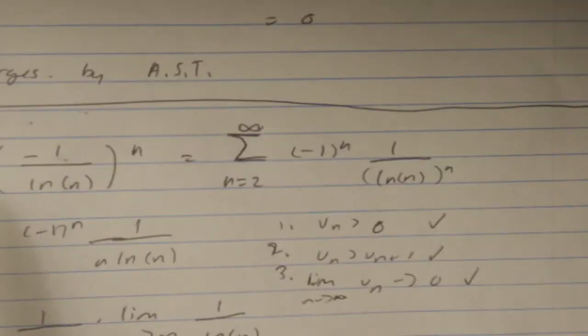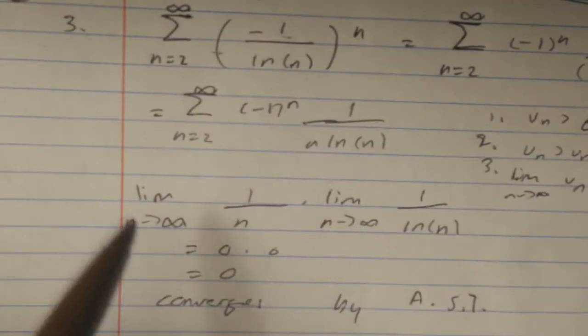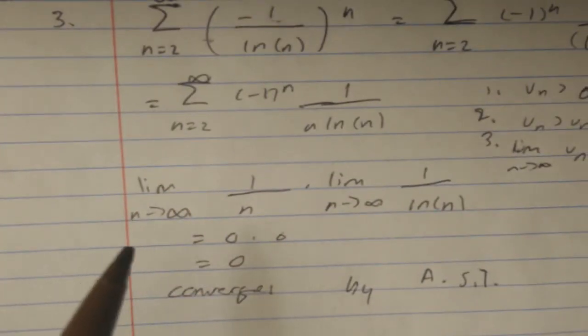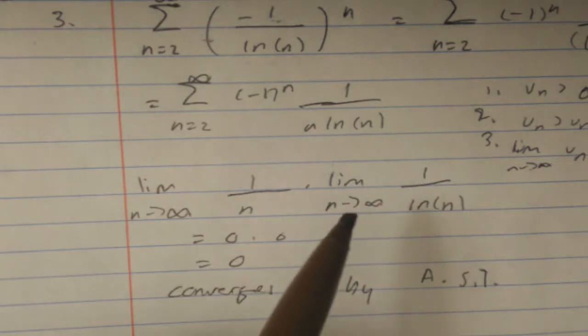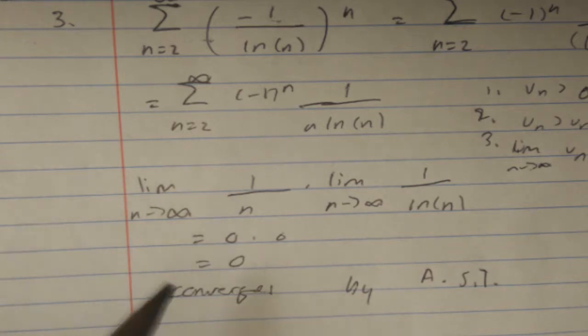And we use the alternating series test again. These 3 check out. All right, so here's the limit. We can just separate these two right here, because we're taking the limit of u of n as n approaches infinity. This becomes the limit as n approaches infinity of 1 over n times the limit as n approaches infinity of 1 over natural log of n, which is 0 times 0, which is 0, so it converges by the alternating series test.